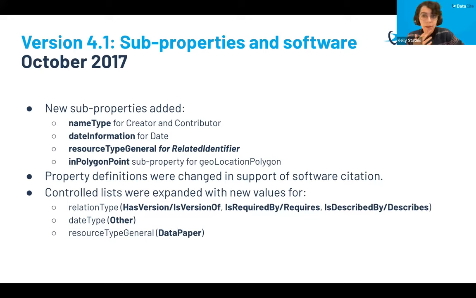This version also included several changes to the documentation to make the definitions more inclusive of software and support software citation. Control lists were expanded too, including some new values for relation type that were added with software specifically in mind. So has version and is version of, and is required by and requires, thinking about software requirements there. There's also a new date type other and a resource type general data paper included here.